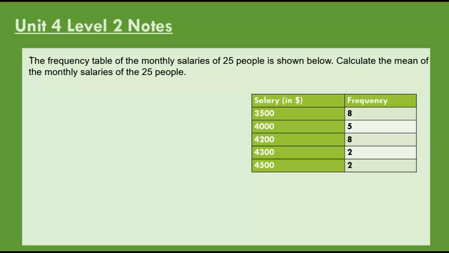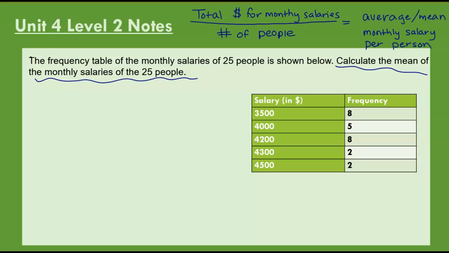Our next example involves a frequency table. And here the frequency table is of the monthly salaries of 25 people. Calculate the mean of the monthly salaries of the 25 people. In order to calculate the mean, we're going to have to find the total amount for the monthly salaries divided by the number of people, and that will give me my monthly salary per person.